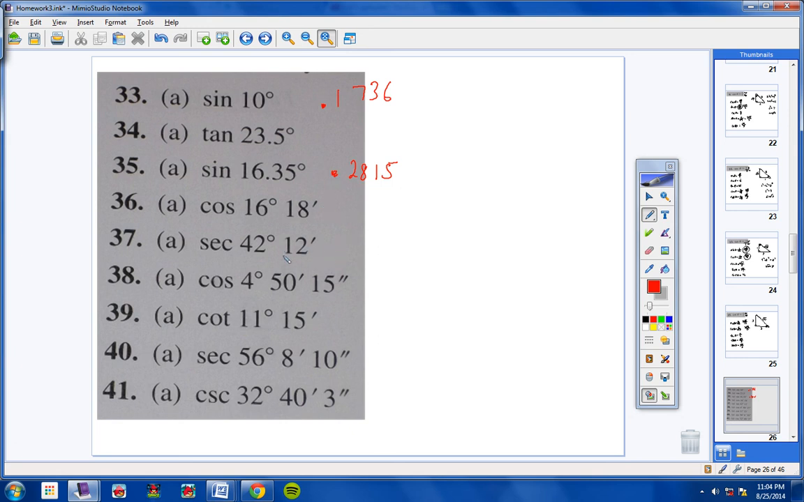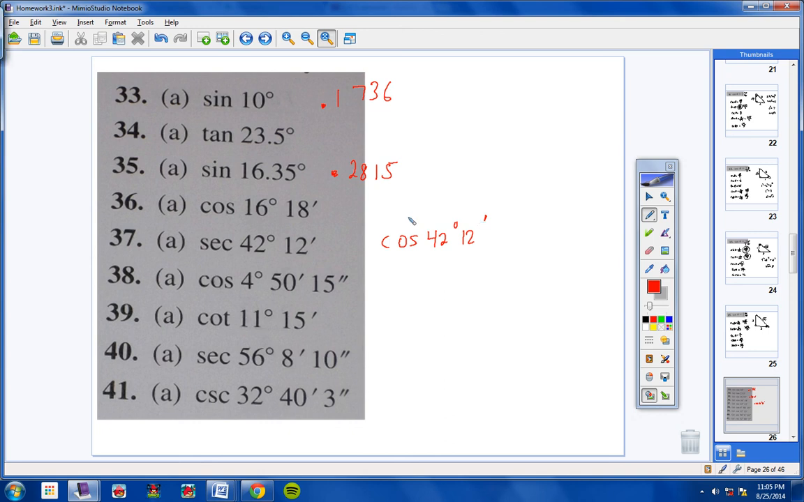Let's see here, the secant. Now what we got to do for secant here, be careful. There is no secant button on your calculator, okay? So what you're going to use is the reciprocal of secant is cosine. So with my calculator, I'm going to type in the cosine of 42 degrees 12 minutes. I'm going to do that right now.